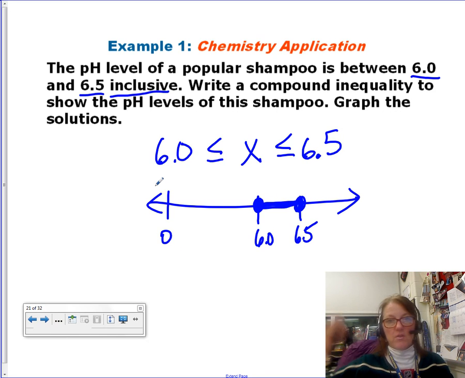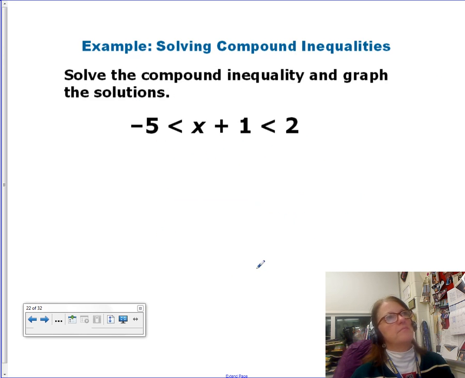There's no shading of arrows. I'm not extending beyond to the left or the right, just the part in the middle. Okay? It's as simple as that.